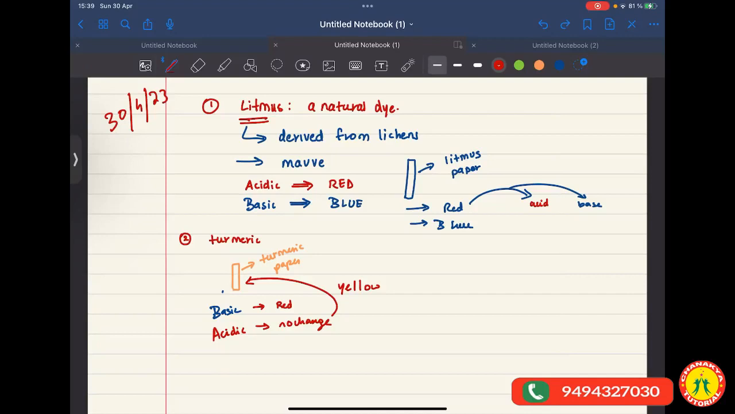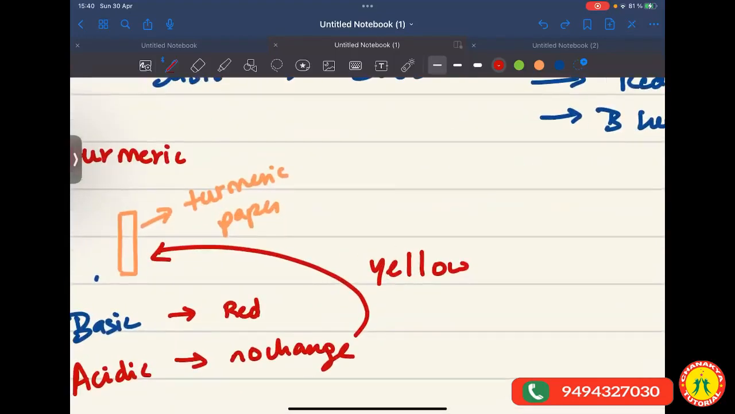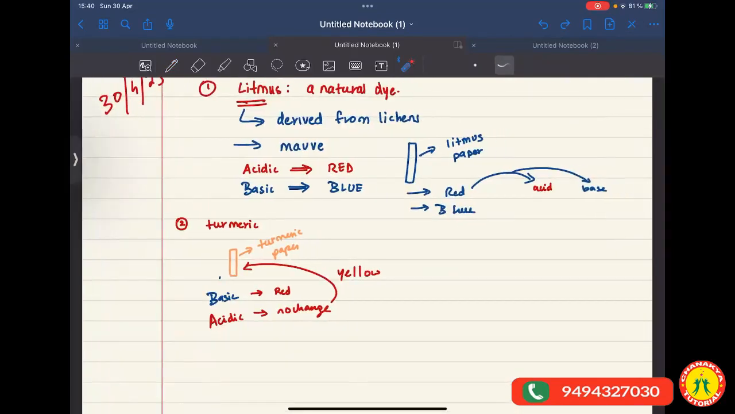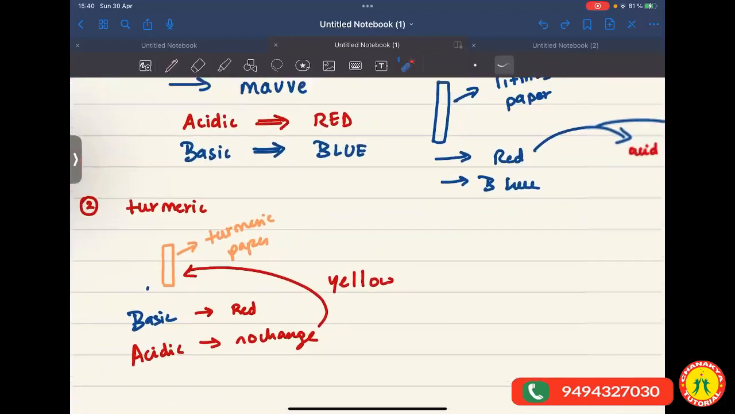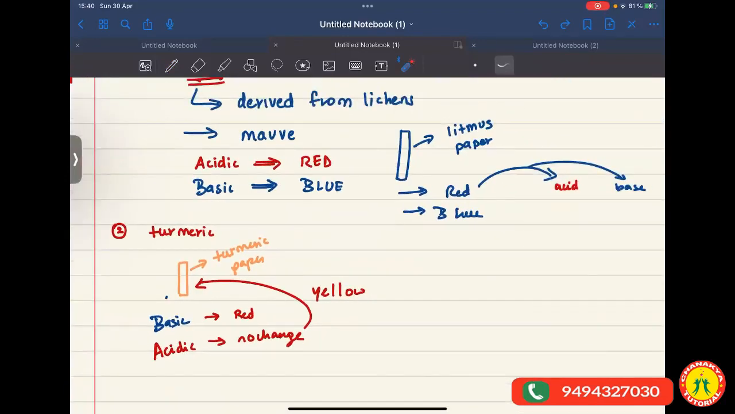Ma'am, Yada? No, like after turmeric, like after basic in acidic, I can't understand the word after that. After that, in one, ma'am, no change. This one. No, ma'am, this one. After acidic, no change. Okay. Completed.